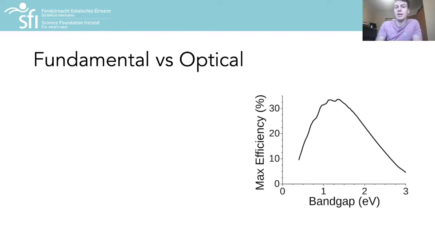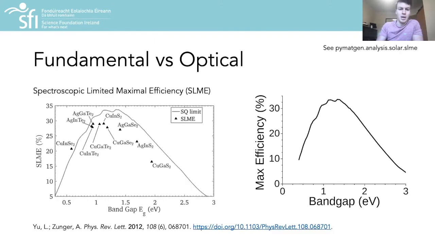So with these considerations in mind, we need to move beyond the Shockley-Queisser model to get a realistic picture of the potential solar cell efficiency for a given material. So perhaps the first major extension of this model is the SLME, so the spectroscopic limited maximal efficiency, developed by Ewan Zunger nearly 10 years ago.